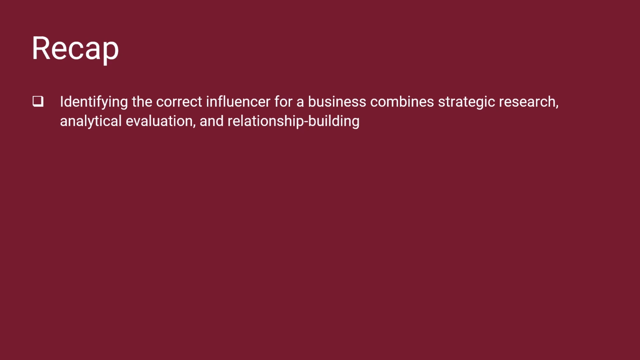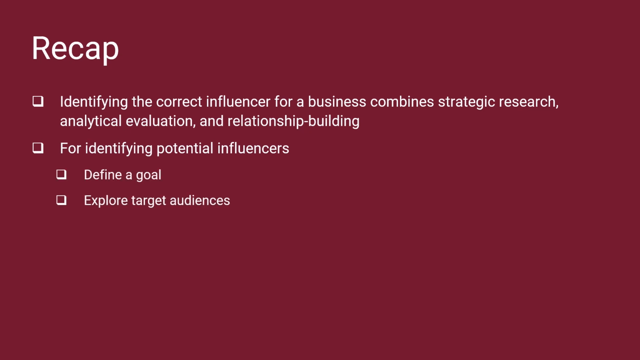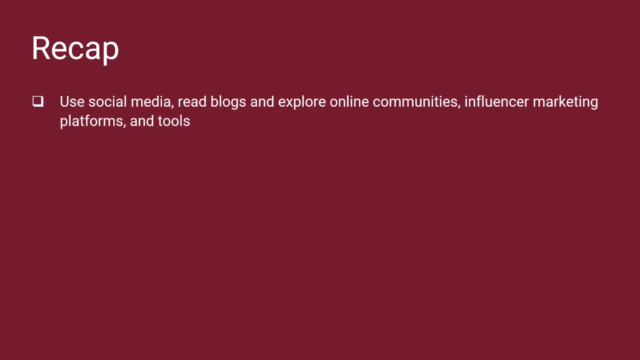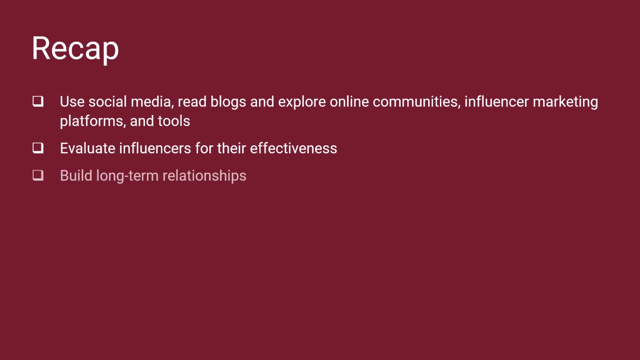In this video, you've learned that identifying the correct influencer for a business combines strategic research, analytical evaluation, and relationship building. For identifying potential influencers for your brand, define a goal, explore target audiences, choose influencers from their types, and leverage social media platforms. Use manual search on social media or read blogs and explore online communities, influencer marketing platforms, and tools to identify influencers. After shortlisting influencers, evaluate their effectiveness based on their engagement, audience demographics, and past collaborations. Building long-term relationships with influencers helps to grow your brand.